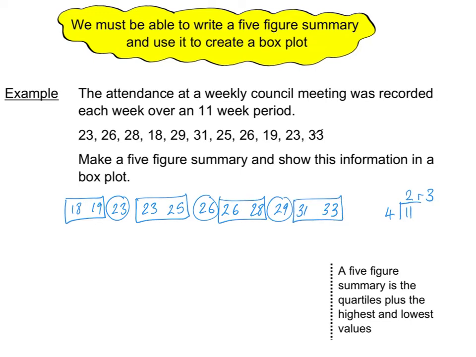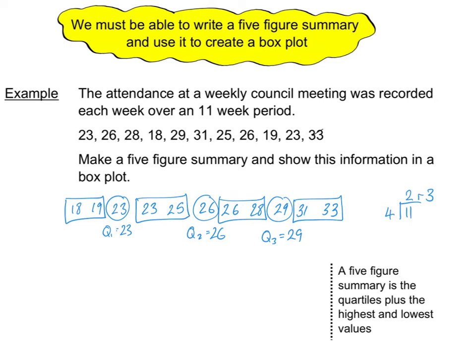So this splits our data up, remember, into 4 sections. That's what the 3 quartiles do. It splits our data into 4 equal sections, which are in the boxes, and these values in between the boxes here are our quartiles. So Q1 is 23, Q2 is equal to 26, and Q3 is equal to 29. So quite a nice easy one to pick those values from.